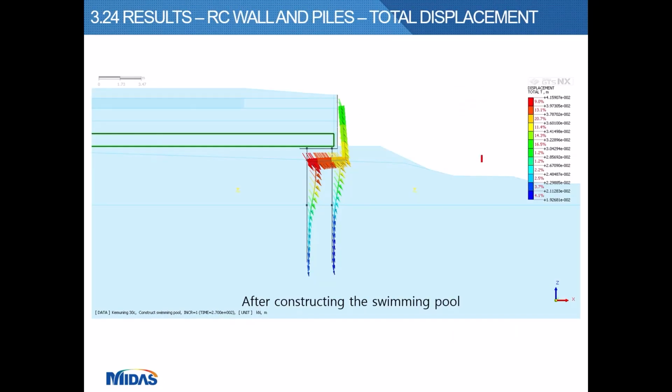And these are the results. This is the movement of the RC wall and the RC piles after constructing the swimming pool and before the leakage. And the following few slides will show you the movement of the RC structures after 1, 2, 3, and 4 years of leakage before the computation starts to diverge.